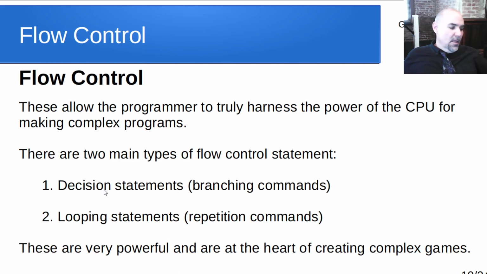Now, the main topic that I want to get through today is flow control. What flow control is, it gives the programmer the power to harness the CPU for making complex programs. And when I say complex programs, it's programs that make decisions on what to do or how to react to some situation. You'll notice that that happens a lot in games, that you have to have the program itself make a decision.